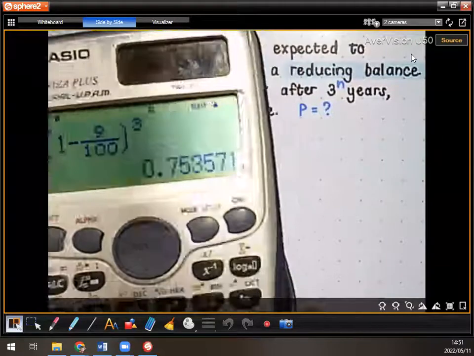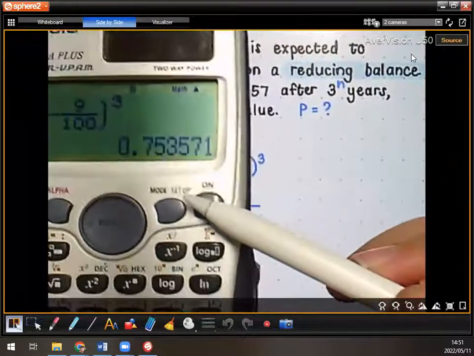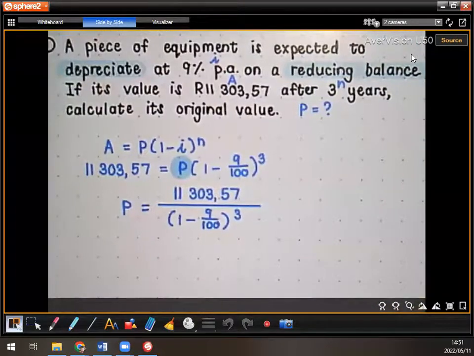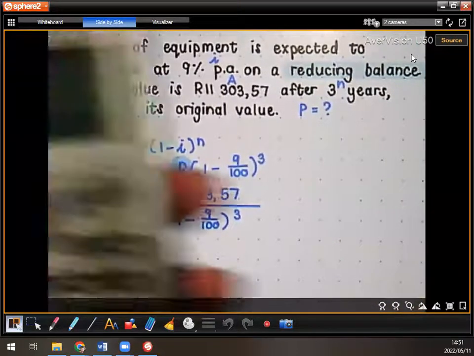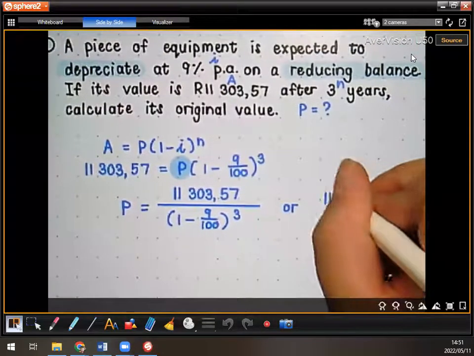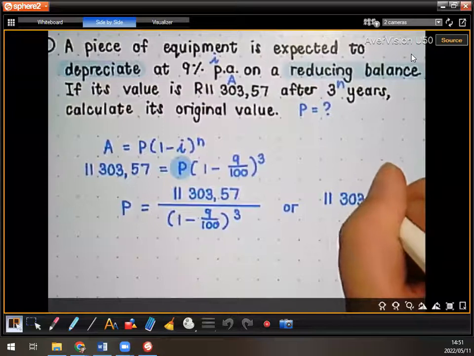You can't now say, oh, that's 0.75, because that is rounded off. You are only allowed to round off in your final answer. So if you do that, you don't have to write this down, but if you want to, you can.